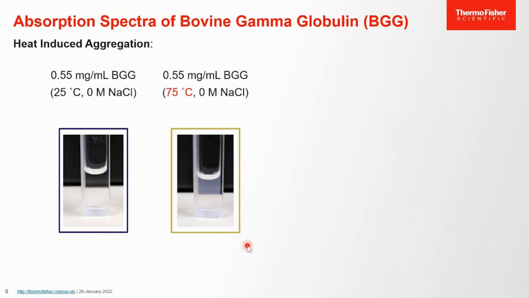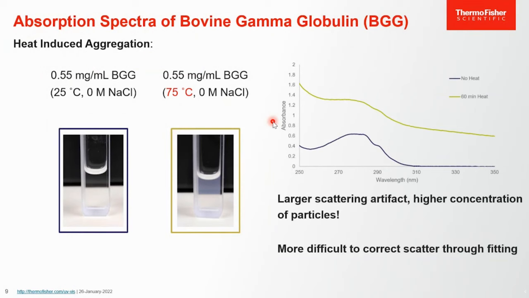So now we know we have clear evidence of scattering. And this is reflected in the measured absorption spectrum of the sample, in which in this tail region, where again, I should not see any absorption from bovine gamma globulin, I see a fairly large absorption artifact or scattering artifact. And the scattering artifact implies that we do have a higher concentration of particles in solution.